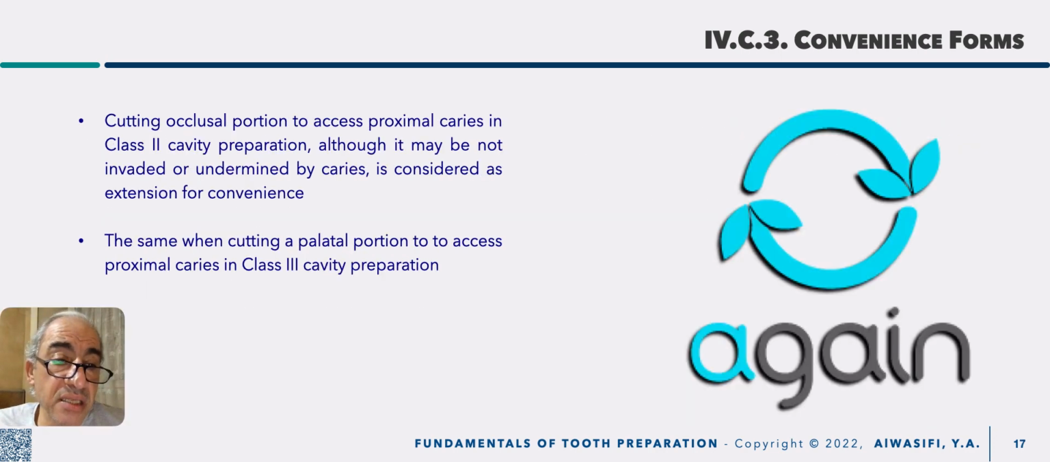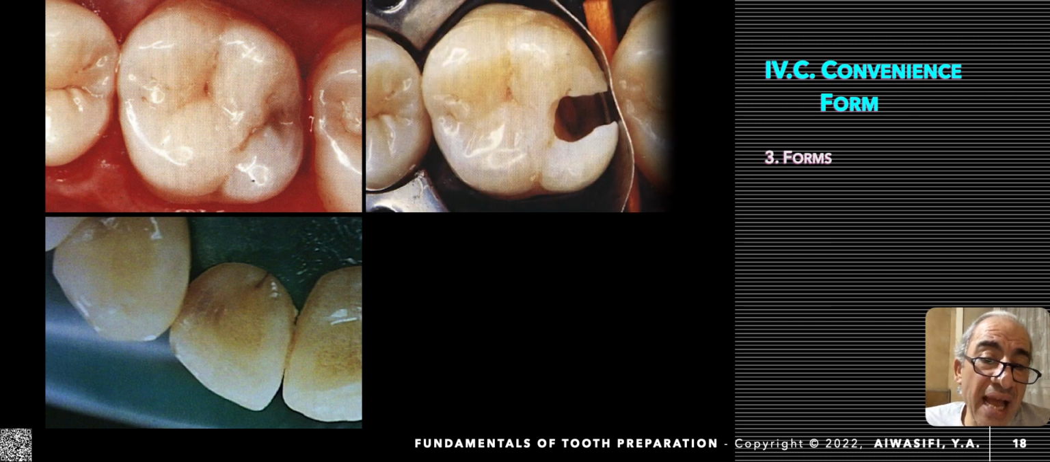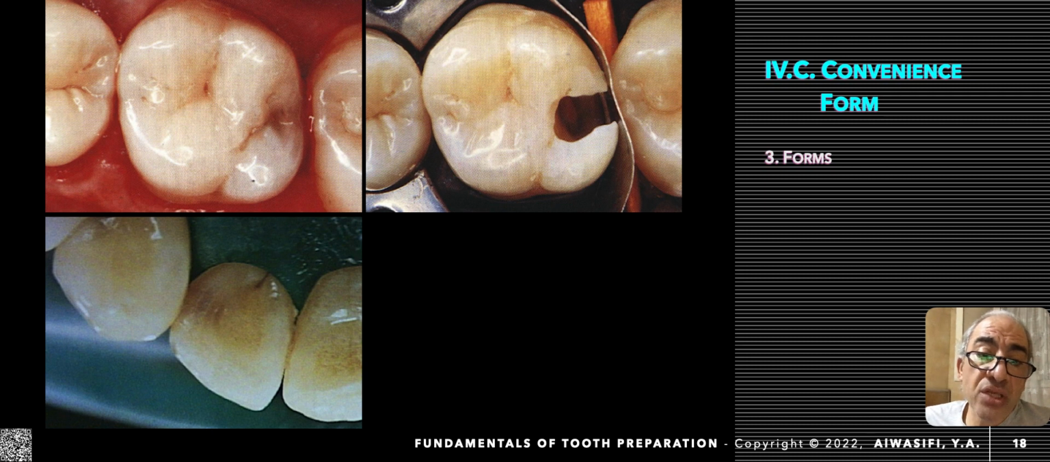We said that cutting the occlusal portion to access proximal caries in class 2 is considered a convenience form, and the same for class 3. If you remember this plate, the first one is class 2. You should access the proximal surface by cutting an occlusal portion, and this is considered a convenience form.